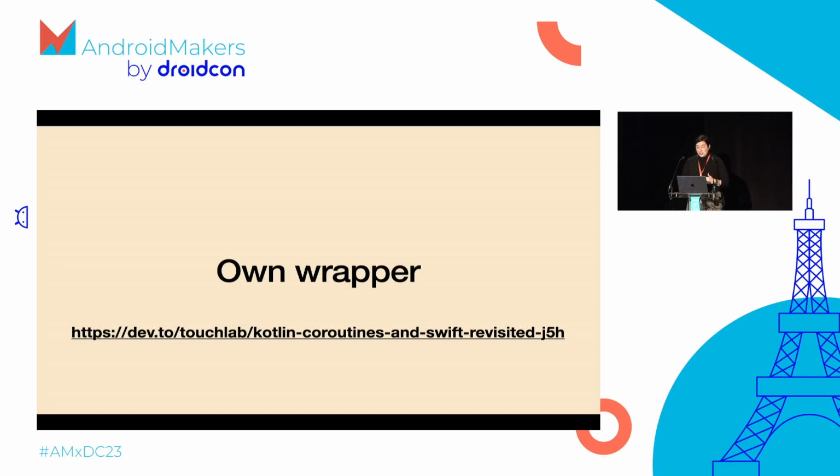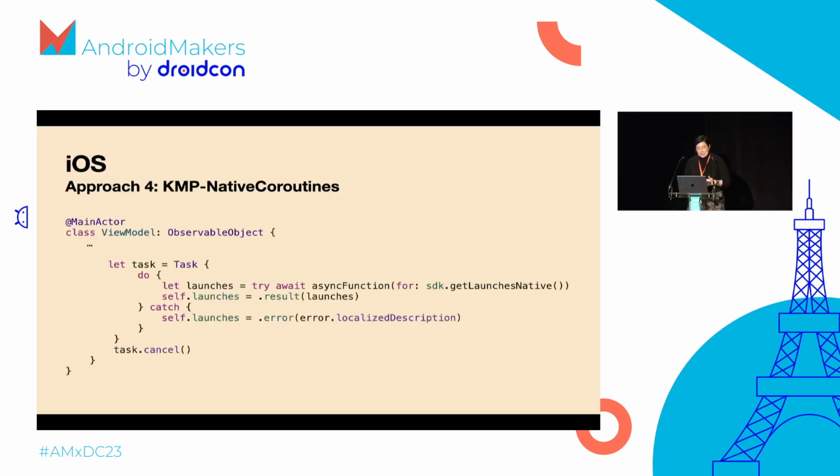If you don't want to do that, there's always another approach. We can have a look at KMP native coroutines. There is no official recommendation at the moment from JetBrains on what to do, but the community has provided at least one solution that is open source, and at least one solution that is paid for.